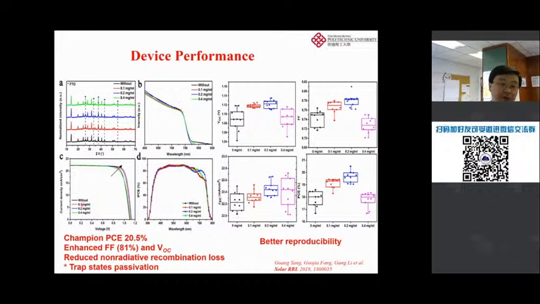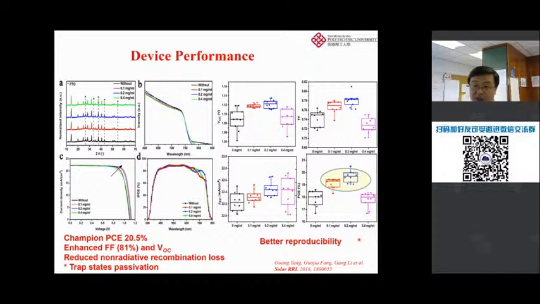But for devices, we are able to control the amount of the non-fluorine acceptors to get higher efficiency. At about 0.2 milligram per milliliter, we are able to see a VOC increase and also the fill factor increase. The efficiency was able to go above 20%, and we got really excited about it. Well, 81% fill factor. Wow, that's a great value to have.